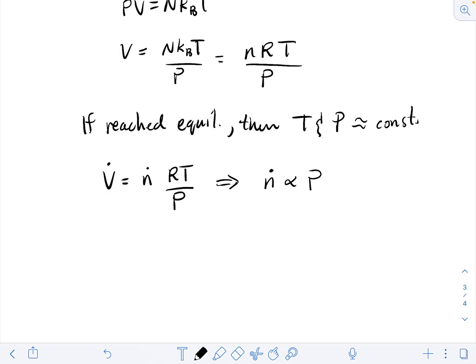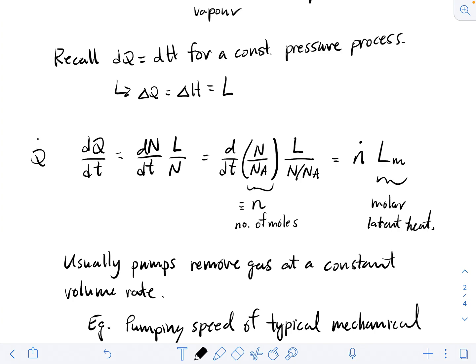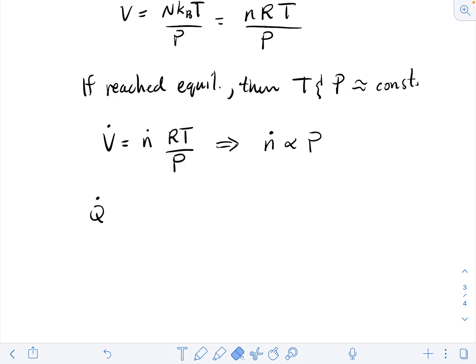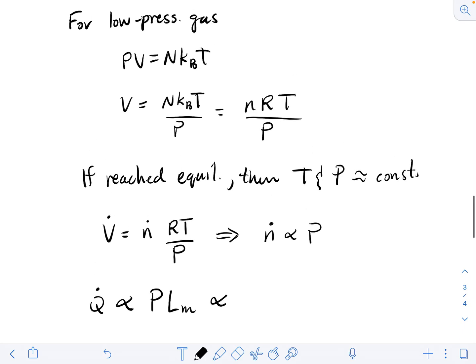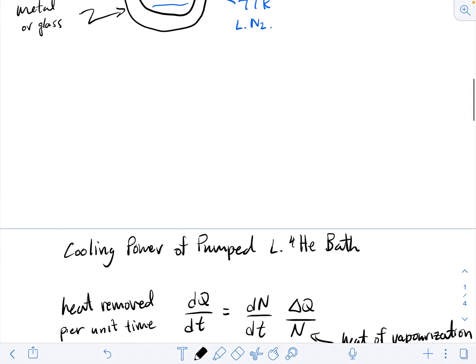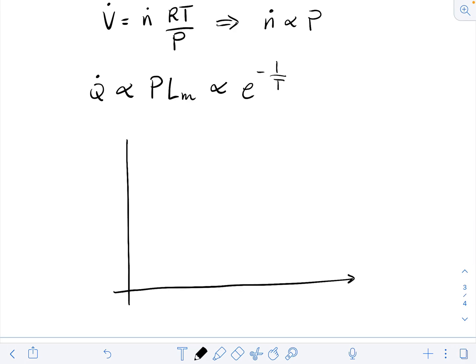What that means is that N dot is proportional to pressure, so that our cooling power, if we go back and look, here's Q dot, here's our cooling power expression, N dot times the molar latent heat. I'm just going to do this as a proportional. It is proportional to N dot, but N dot is proportional to P times the molar latent heat. But if we look up our expression for P from the beginning, P had this dependence on temperature, e to the minus 1 over temperature. And so this is proportional to e to the minus 1 over temperature.